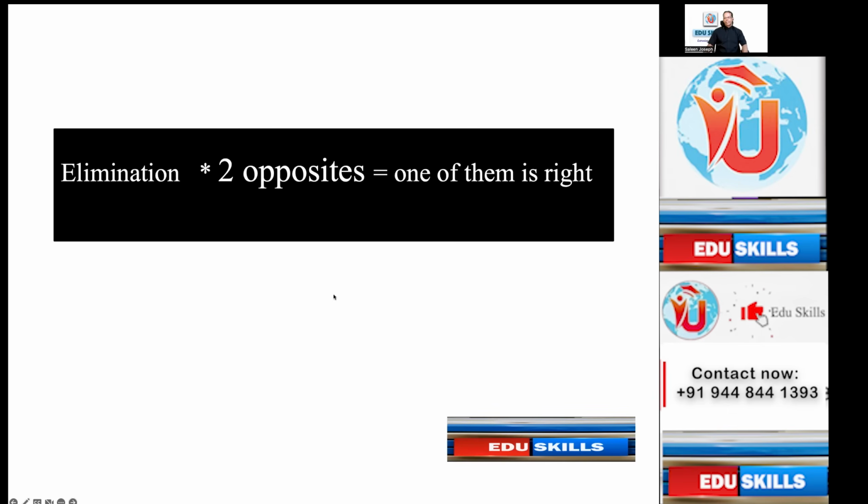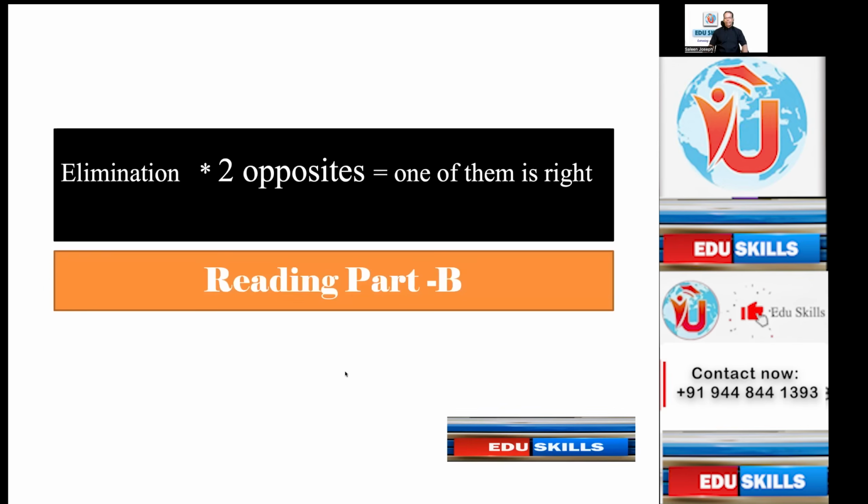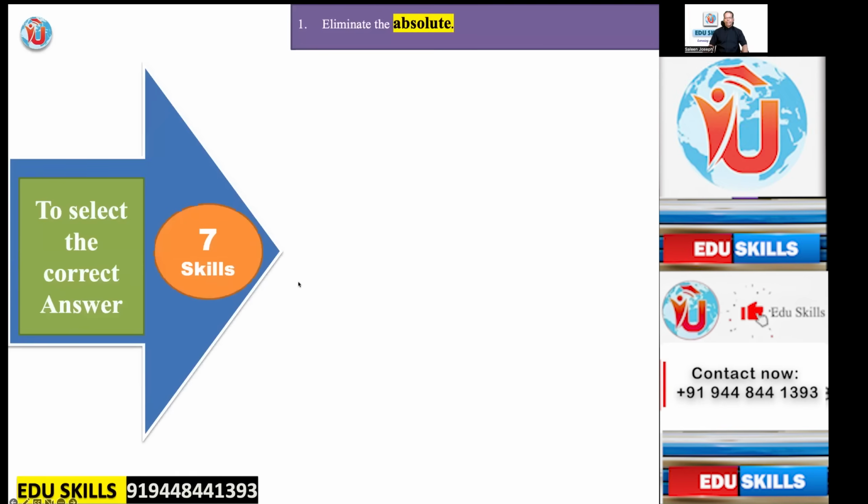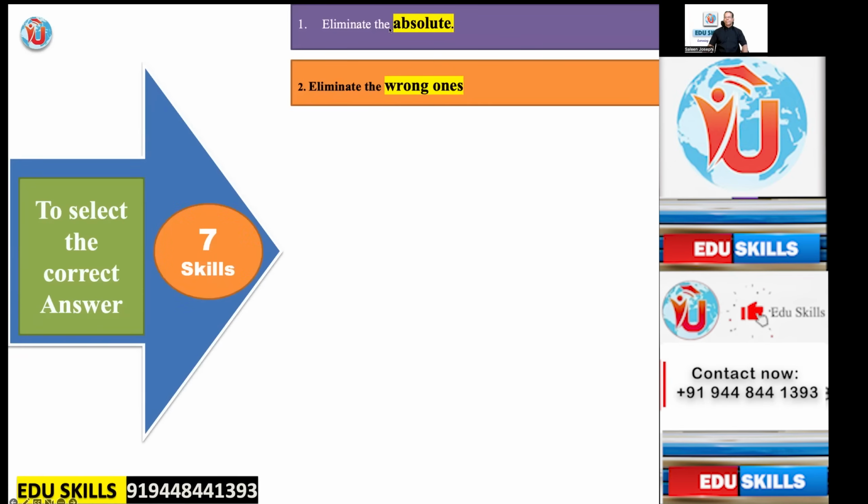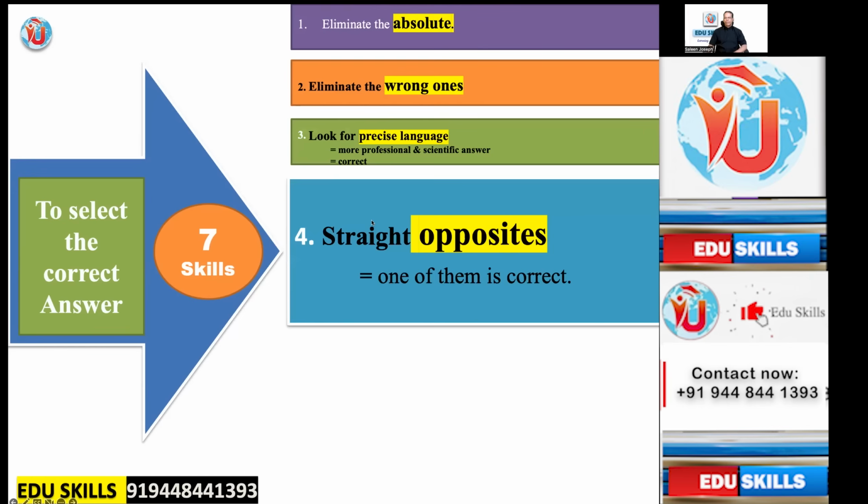First one is elimination. When there are two opposites out of 3 or 4 options, automatically the rest of the 1 or 2 will be eliminated. That's what we learned in our 7 principles of elimination, 7 skills of elimination. If you remember, we have learned this earlier in the session. If you are not familiar with it, please go to EduSkills OET YouTube channel and see the video. Eliminate the absolute, eliminate the wrong ones, looking for precise language.